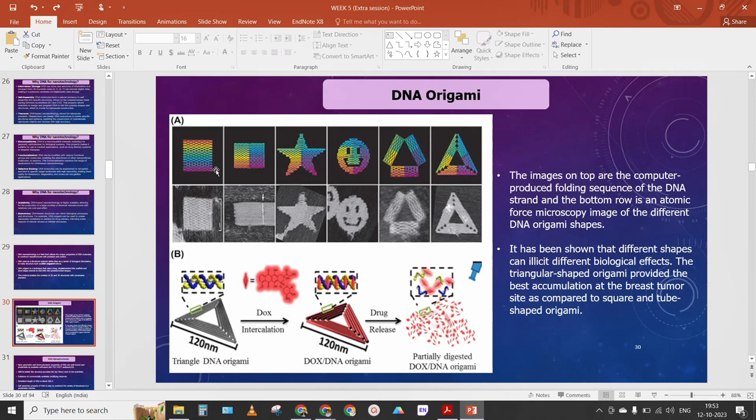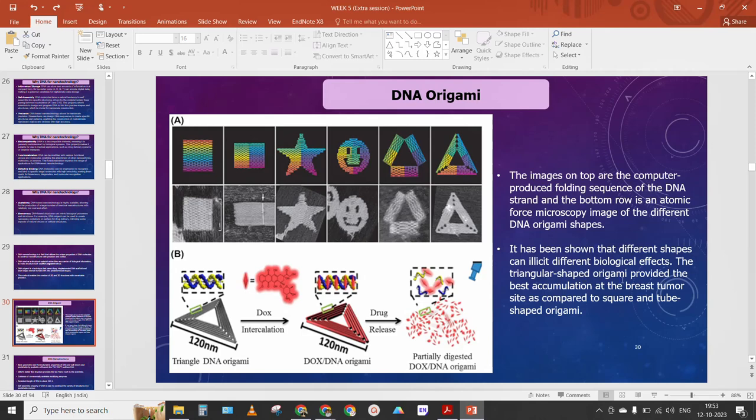If we want that A4 sheet to float in water, then we go for the formation of a boat with a single A4 sheet. If we want to fly that A4 sheet in air, then we make that A4 sheet into an aeroplane shape. Likewise here also, based on the application, the structures could be altered into different shapes. So it has been shown that different shapes can elicit different biological effects.